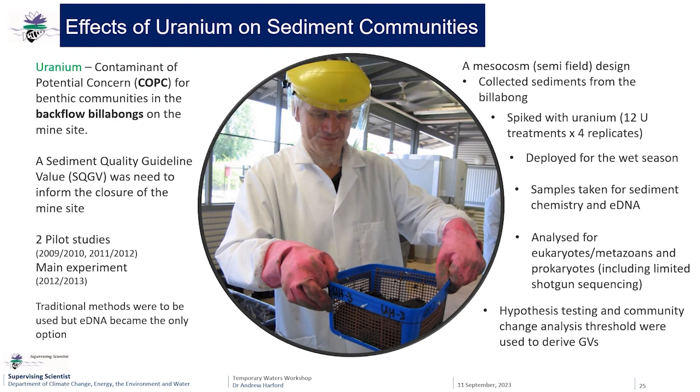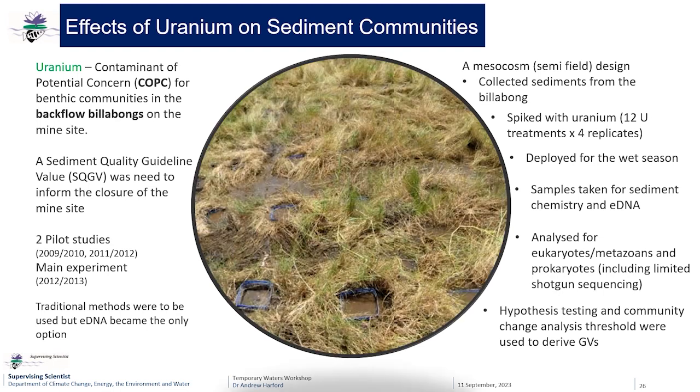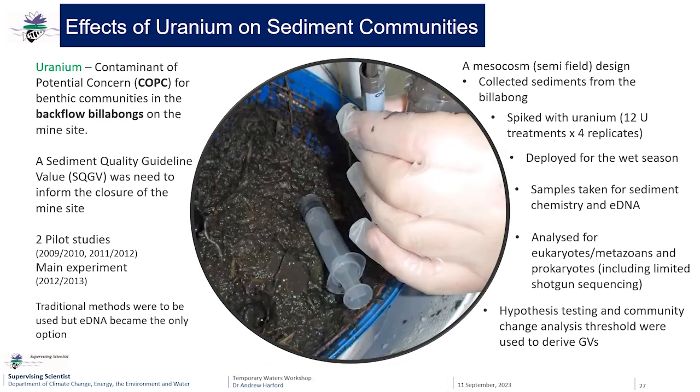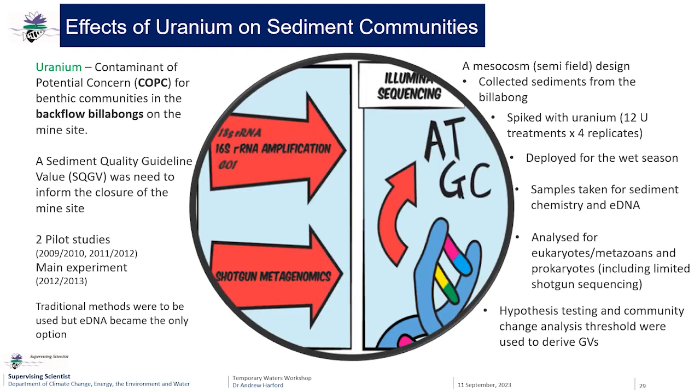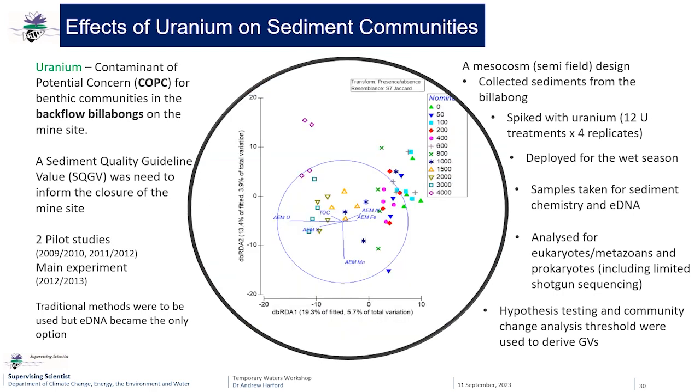We put them in these little baskets to look at the recolonization of the benthic communities into these sediments, deployed them for the wet season, pulled them out, and we sampled them for chemistry. There was a lot of chemistry done, but environmental DNA as well. And from that, we looked at the eukaryotes, so the micro zoobenthos, the metazoans, and also the prokaryotes, the microbial processes and the microbe communities that were in there. And to look at the function, we did a little bit of what they call shotgun sequencing.